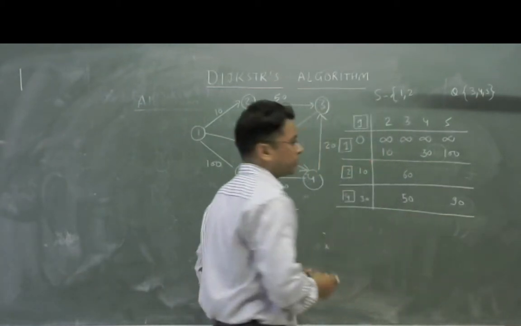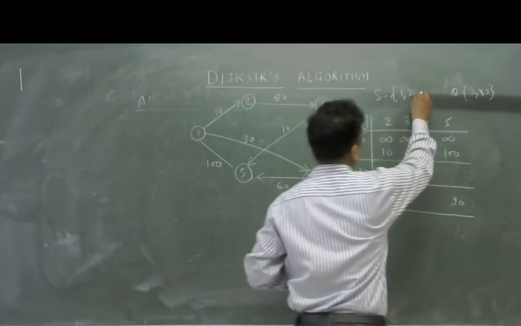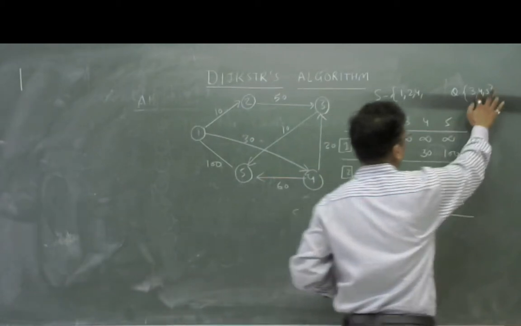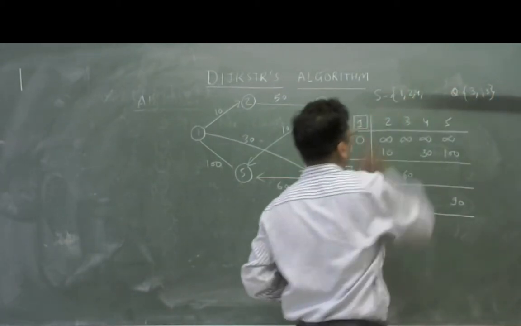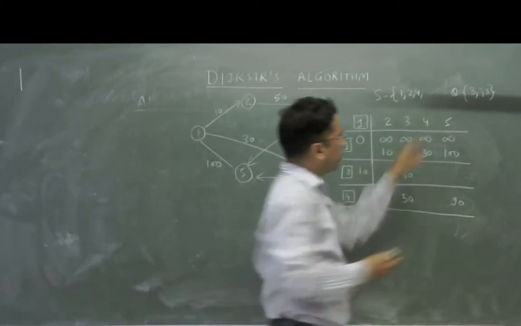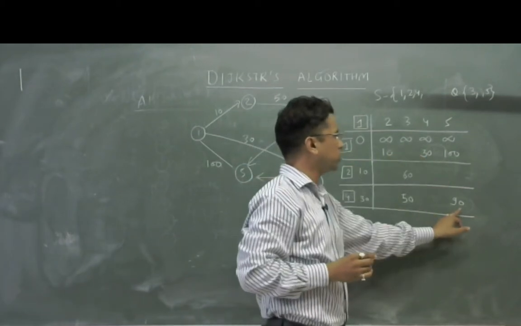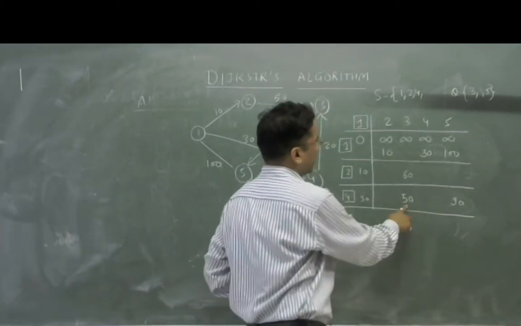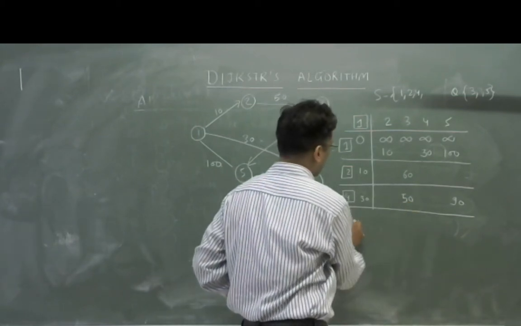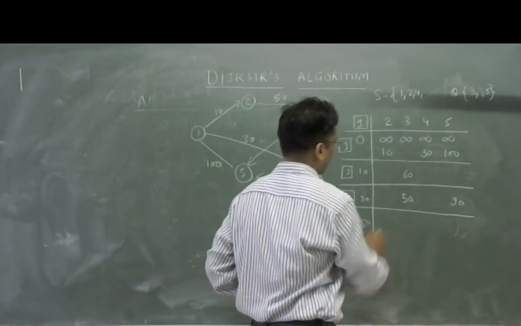Now here we have used node number 4. So this node number 4 will shift from set Q to set S. Now we shall find out among node number 3 and 5, which one is the smaller? So here the smaller one is node number 3. So we shall select node number 3 at value 50, right?